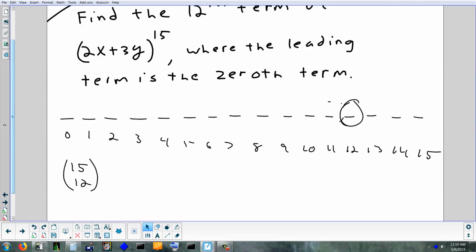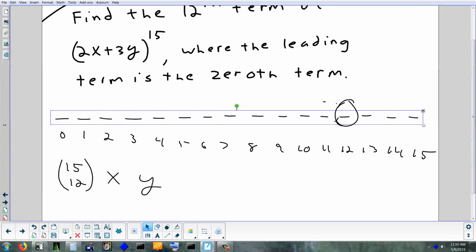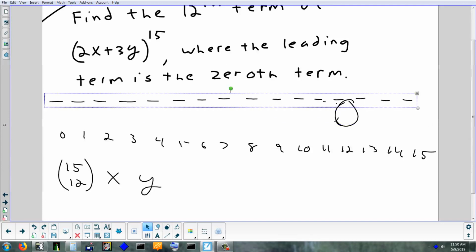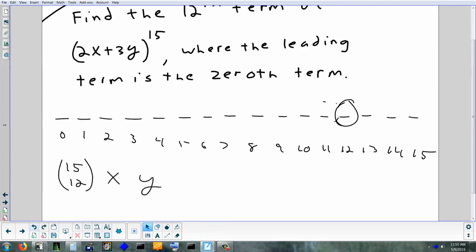All right. So let's figure out what our exponent on x is going to be and what it's going to be on y. We start with x to what power? 15, and then the next one? 14, 13, 12, 11, 10, 9, 8, 7, 6, 5, 4, 3.